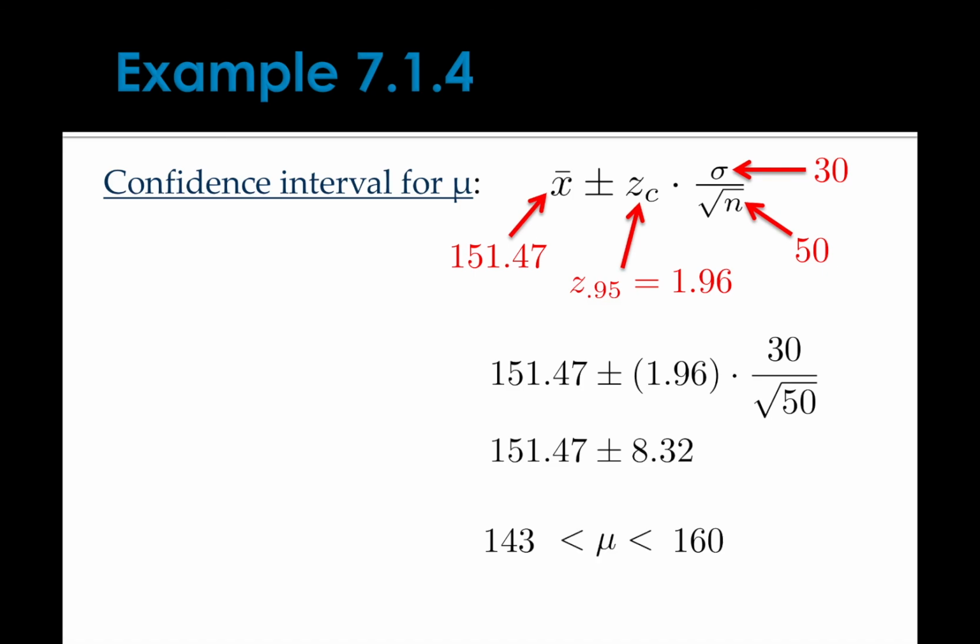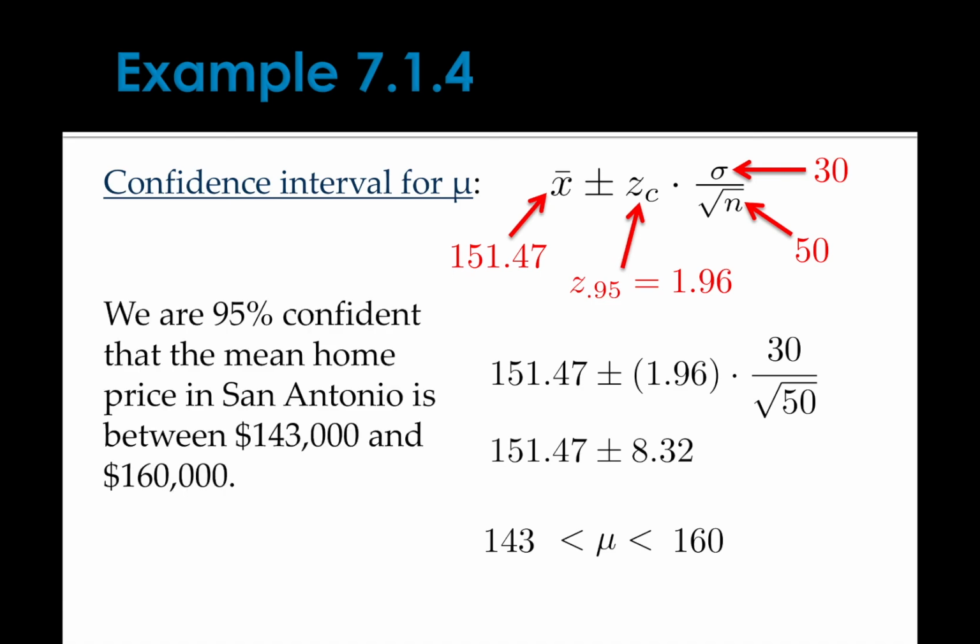All right, so our true mean population house price in San Antonio is between $143,000 and $160,000. All right, and again, once you have your interval, go ahead and write a sentence that would make sense to somebody who doesn't know anything about statistics. We are 95% confident that the mean home price in San Antonio is between $143,000 and $160,000.